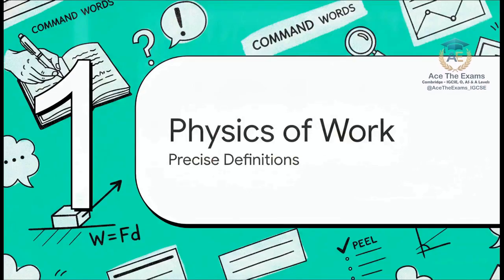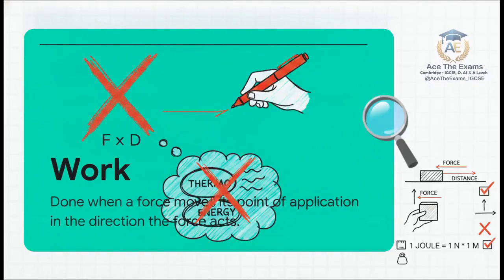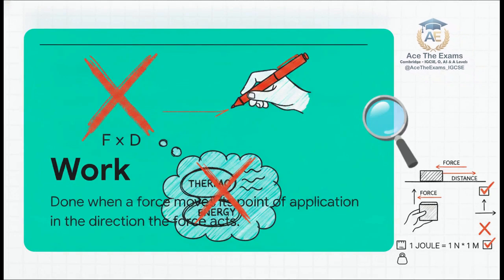Kicking things off with Section 1, the physics of work, and why having precise definitions is absolutely crucial for scoring maximum marks. Now, the text explicitly warns us that we have to be super careful with this term. In physics, work is defined as being done when a force moves its point of application in the direction in which the force acts. You can't just write force times distance on an exam. That's going to lose you marks because it completely ignores the direction.